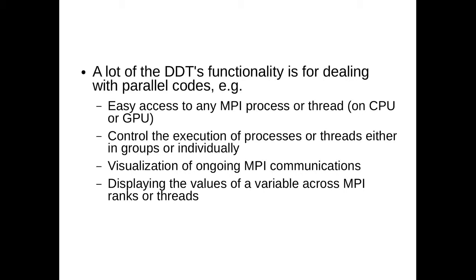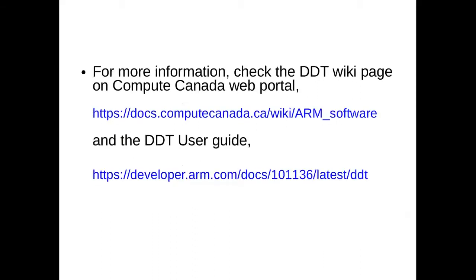You can control execution of processes or threads, either in groups or individually. You can visualize and step through MPI communications, which is very important when you deal with MPI deadlock bugs. It can display values of variables across ranks or threads and many other things. For example, it can do OpenGL visualization of your multidimensional arrays, but we will not be covering it today. This webinar cannot cover everything, of course.